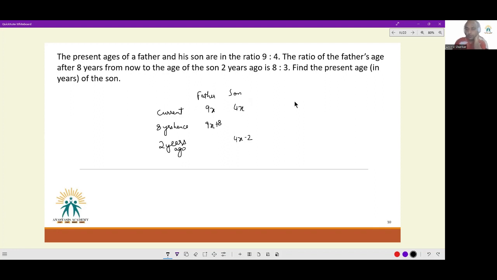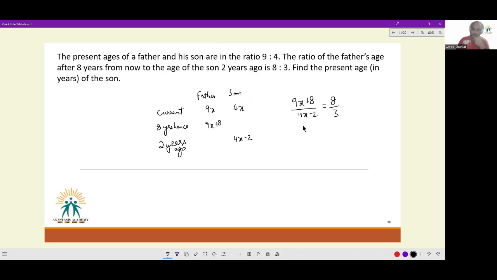We are told 9x plus 8 divided by 4x minus 2 is equal to 8 by 3. Some of us would be wondering, why have I written down this table in so much detail? Because in age-based questions, very often it happens that if you don't create a table, then the equation forming that you do is flawed. So I always prefer to write down a table, even if it is a basic version. Then the likelihood of error subsides tremendously.